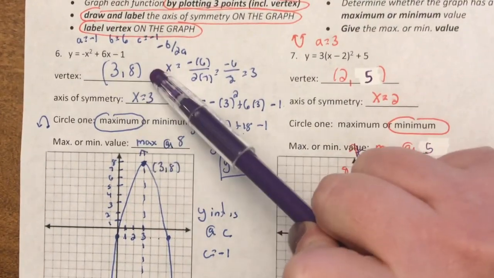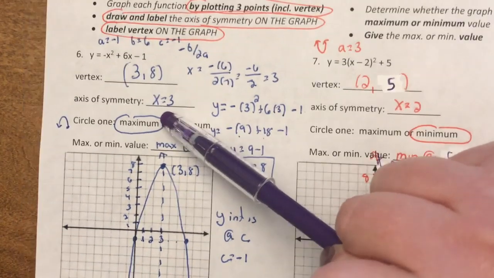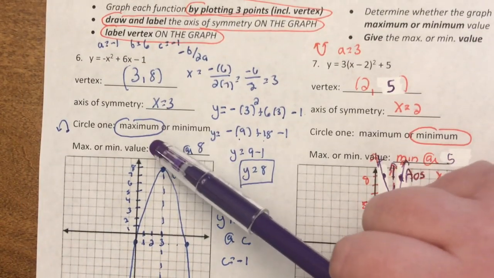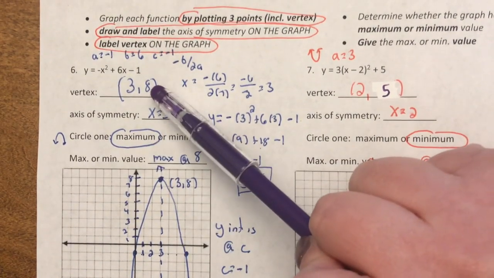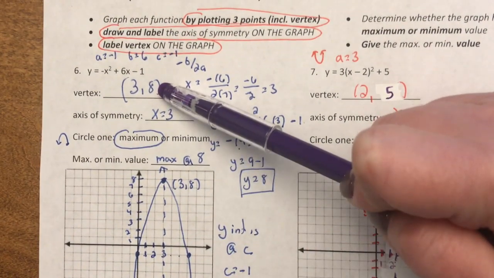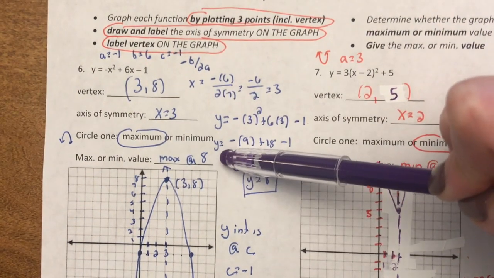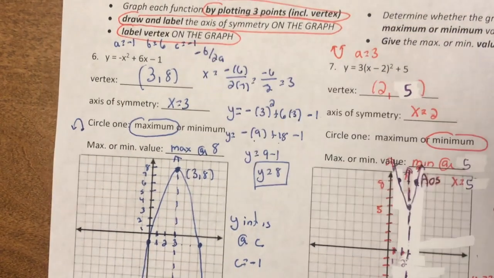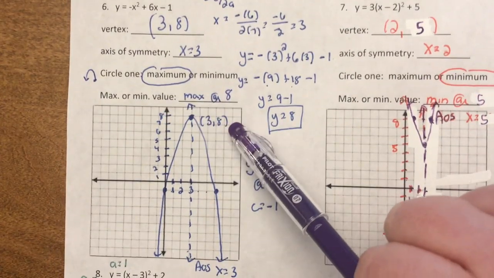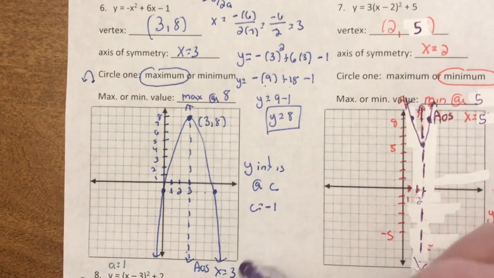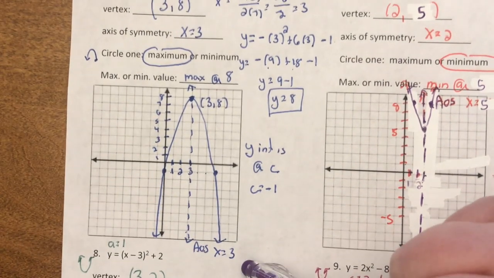So if the vertex is 3, 8, axis of symmetry is at 3. And then it's going to be a maximum because my a value is negative. That means my graph opens down. And the minimum or maximum value will be found at the y coordinate. So the maximum is 8. So now it says to plot your vertex. So you plot the vertex, you label it, you draw your axis of symmetry, you label it on your graph. Axis of symmetry is x equals 3.